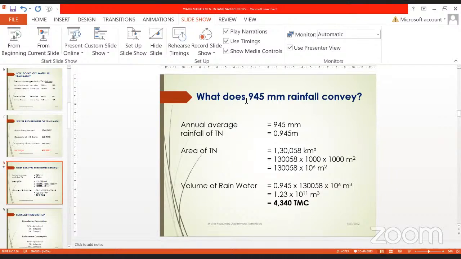So in the previous slide, we saw that Tamil Nadu gets a rainfall of about 945 mm. So what does this convey? Just a standing water column of 0.945 meter, multiplied with the area of Tamil Nadu, which is 130,000 square kilometers, gives around 4,340 TMC. So as rain, we are getting around 4,340 TMC, but our actual annual requirement itself is 1260 TMC. Yet we are falling short by 430 TMC.